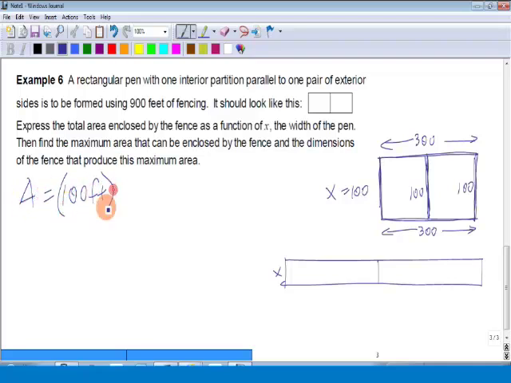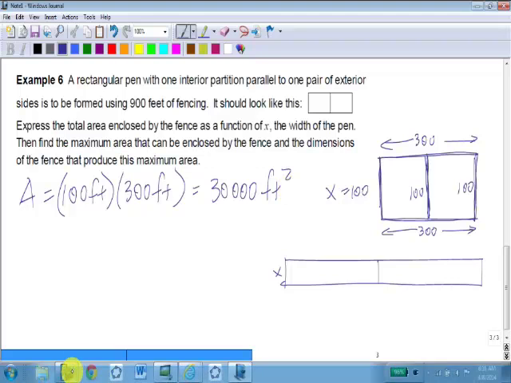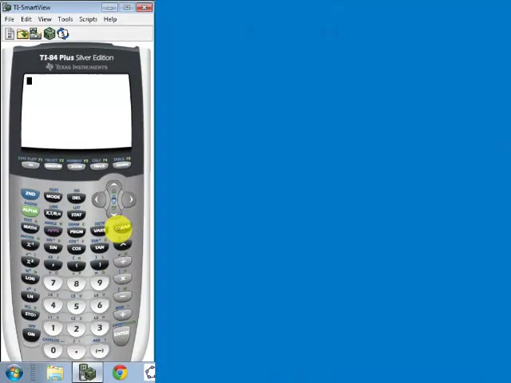100 feet times 300 feet, going with width times length actually, is 30,000 square feet. Let me warm up, I guess the calculator's already warm. Yeah, that's good, in case I need that.